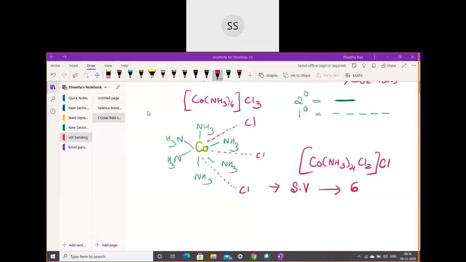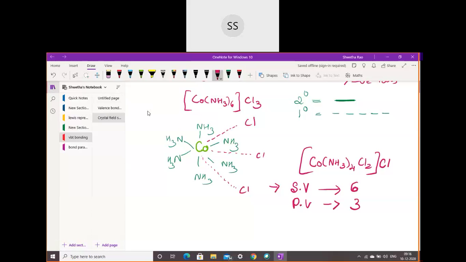Primary valency, what did I tell you? Primary valencies are equal to the oxidation state of the metal, students. So, your cobalt oxidation state, you can find out, no? How much will be the oxidation state of cobalt here? Ammonia, anyways, it is 0. 2 chloride ions are inside and 1 chloride ion is outside. Okay, so altogether it is 3, no? So primary valency over here is 3.